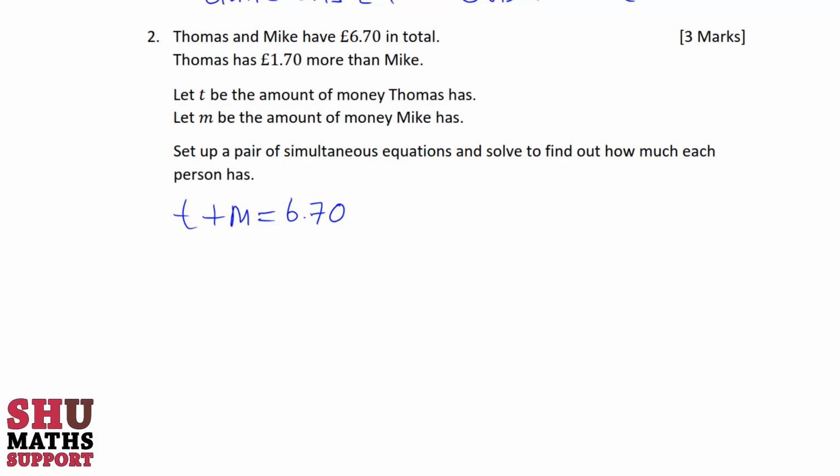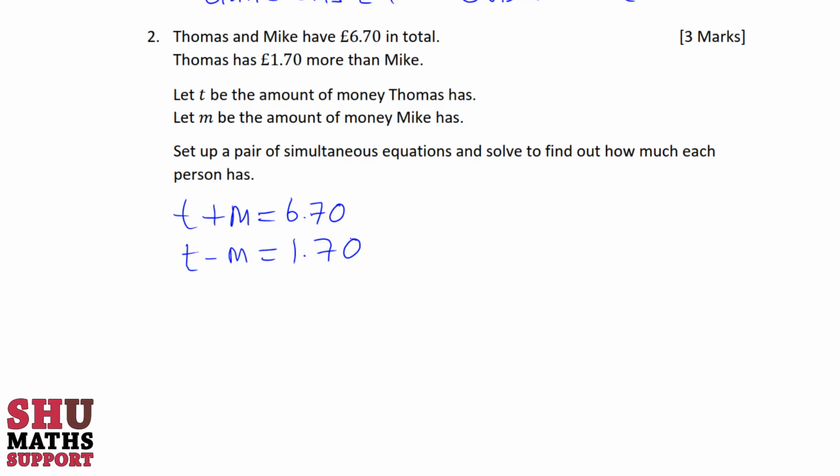So in this case what we can do is we can write T minus M, which is the amount Thomas has minus the amount Mike has, should equal £1.70 because Thomas has an extra £1.70. And then now we have our two simultaneous equations.